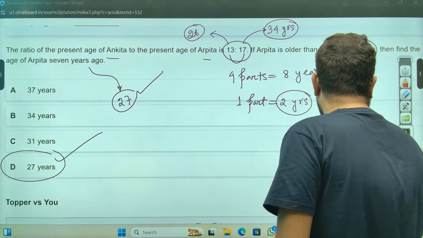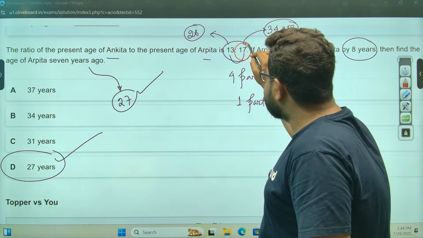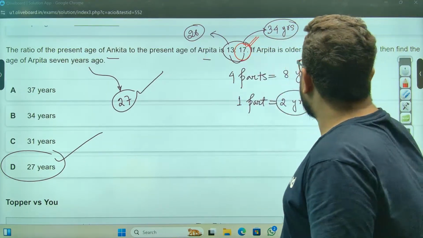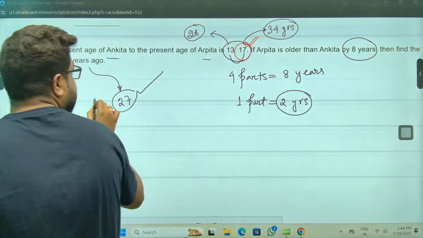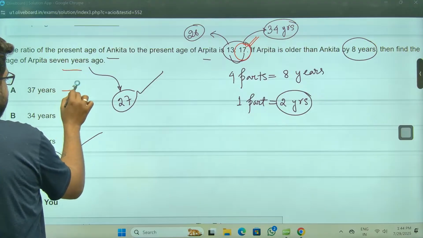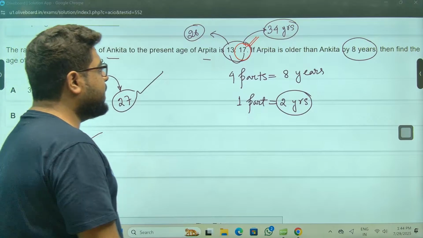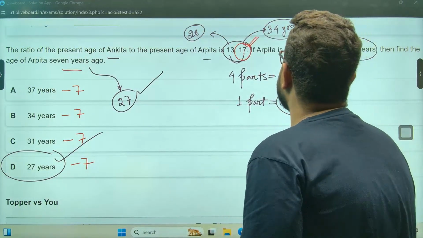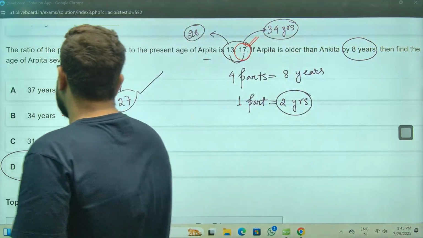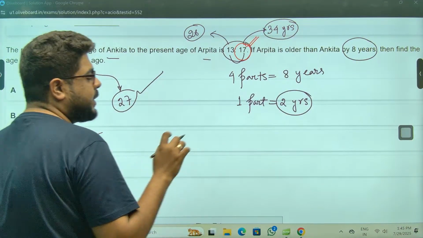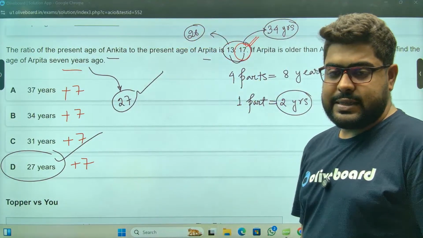Sir, you might say, look at the options. Arpita's age presently is a multiple of 17. Now they are asking, find the age 7 years ago. So if I subtract 7 from here, it has to be a multiple of 17. Sorry, 7 years ago is this. So if I add 7 to the options, it has to be a multiple of 17.